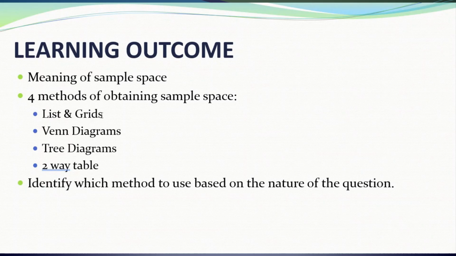So you'll be learning 4 different types of sample spaces. Today we will only cover the first 2. Okay, list and grids, I'll show you what it is later. Venn diagram, you have done it in school, the one with the bubbles. Tree diagram, the one that branches out. And a two-way table. So out of these 4, list and grids and two-way table, you have never done before. So today I will do the first 2.